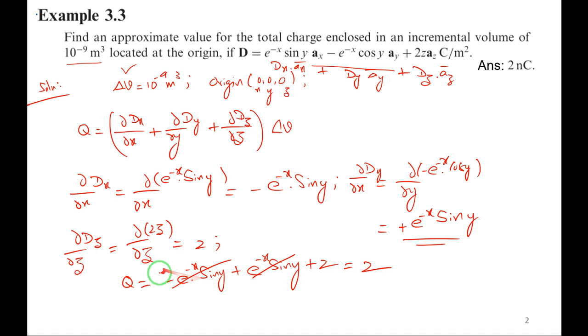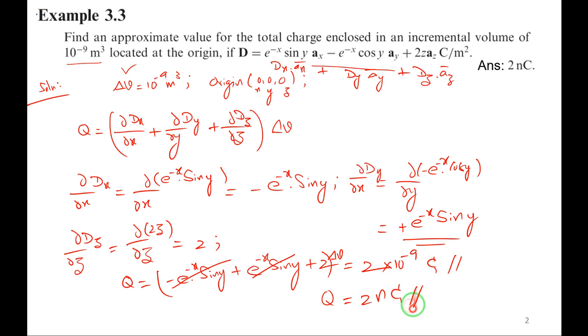But sorry, one minute. Into delta v we have left out, so write down delta v. What is delta v here? Delta v is nothing but 10 power minus 9, 10 power minus 9 coulombs. So final answer q is equal to 2 nano coulombs.